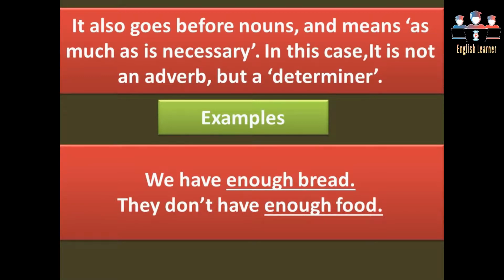Example number 2. They don't have enough food. In this example as well, enough is used to determine the noun, which is food.